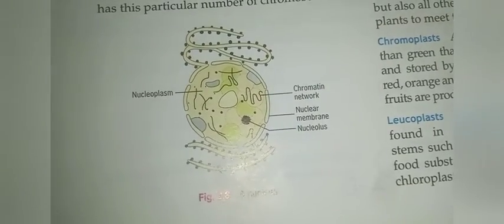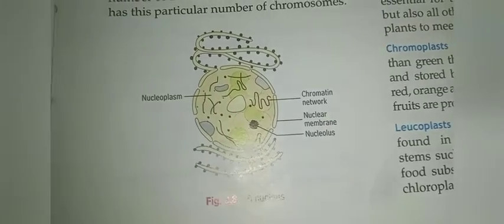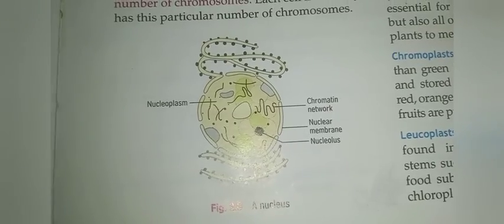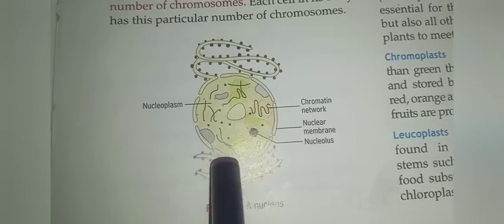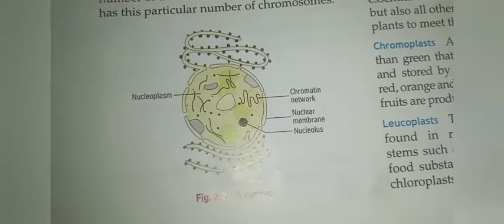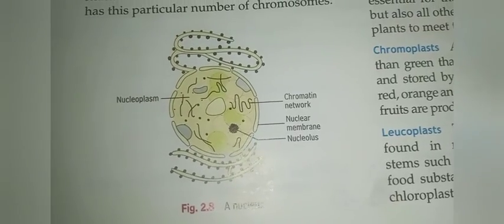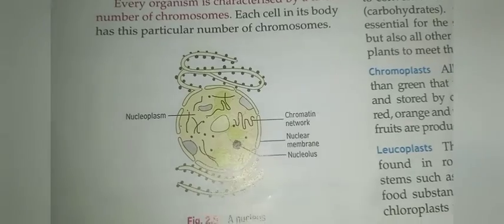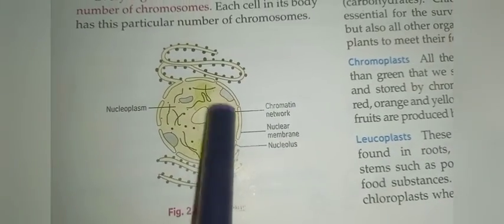Before a cell divides to form new cells, the chromatin threads get coiled and become shorter and thicker, forming chromosomes. So before cell division occurs, how does the cell divide? What is cell division? Cell division means the multiplication of cells. Okay, so one cell itself divides and is converted into two. That is called cell division.